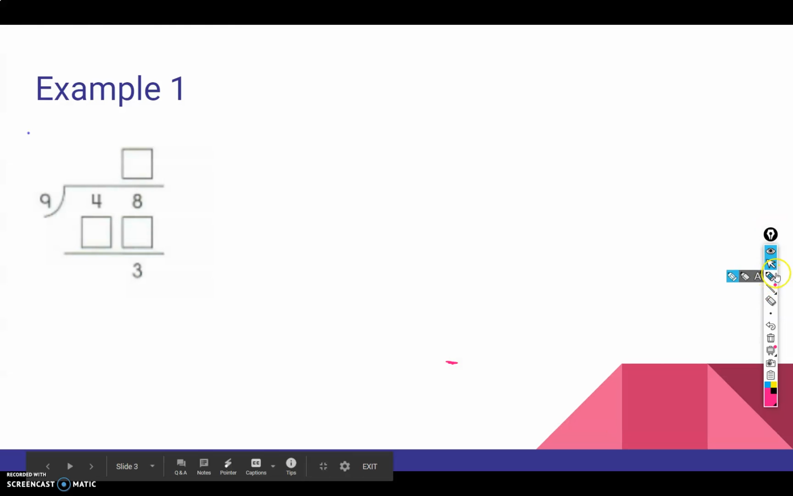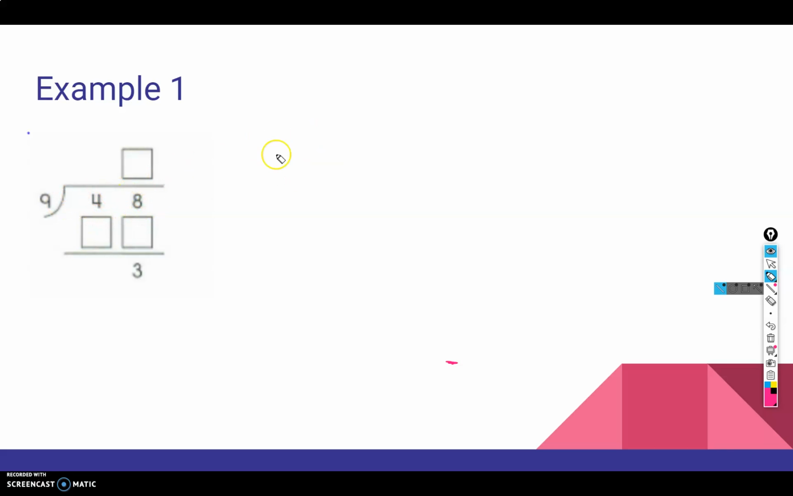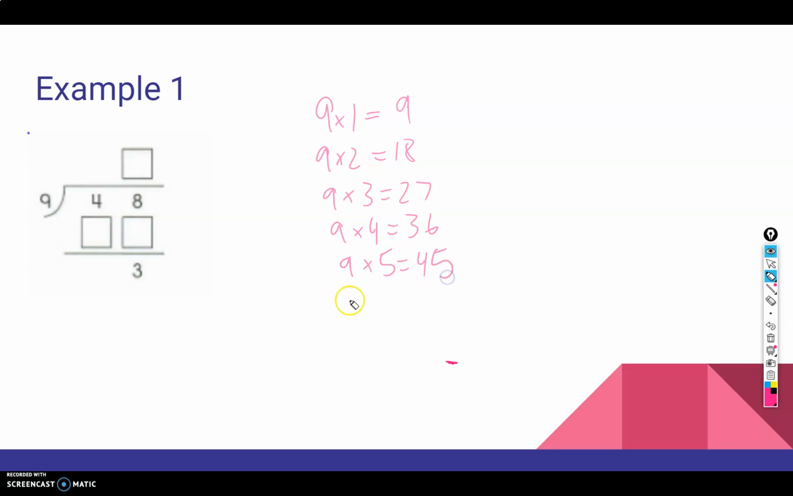Alright, let's do an example problem. So let's do 48 divided by 9. So we have to recall our 9 times table. How many times can 9 go into 48? Let's just write out our 9's table right here. So 9 times 1 is 9, 9 times 2 is 18, 9 times 3 is 27, 9 times 4 is 36, 9 times 5 is 45, and 9 times 6 is 54.